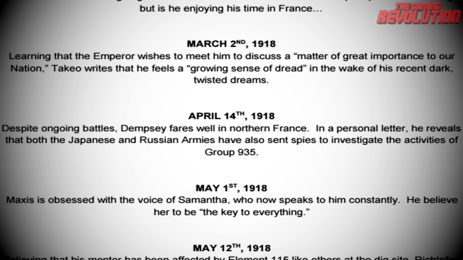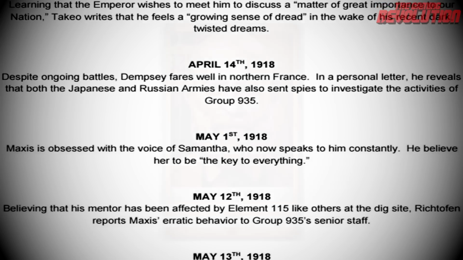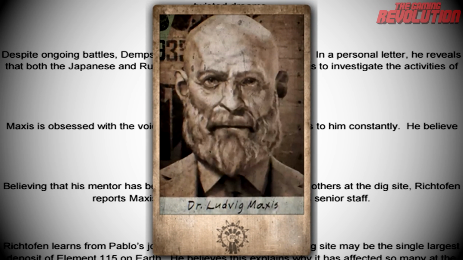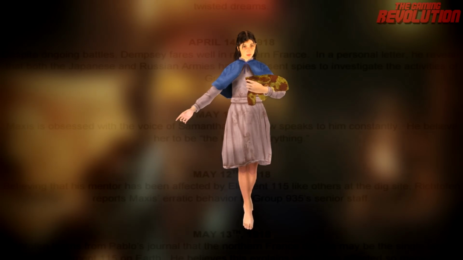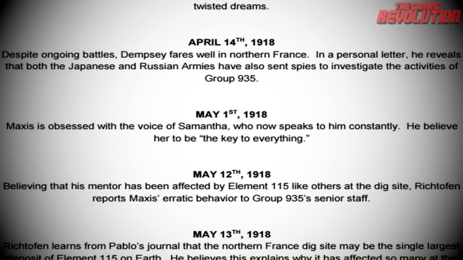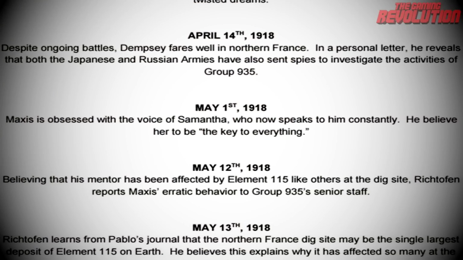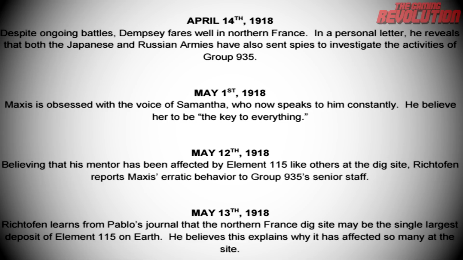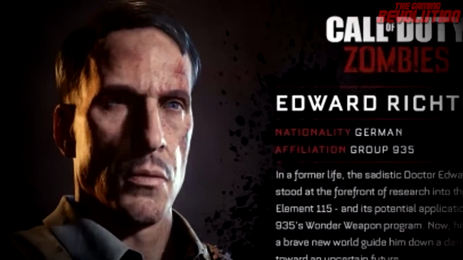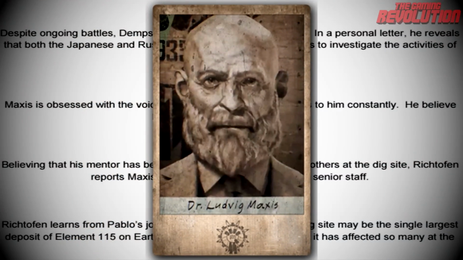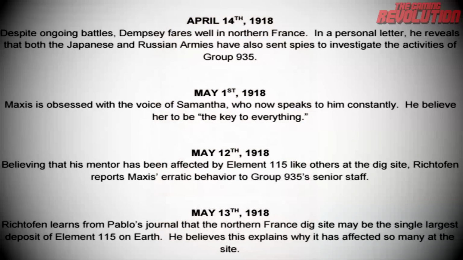activities of Group 935. On May the 1st, 1918, Maxis is obsessed with the voice of Samantha, who now speaks to him constantly. He believes her to be the key to everything. On May the 12th, 1918, believing that his mentor has been affected by Element 115 like others at the dig site, Richtofen reports Maxis' erratic behavior to Group 935 senior staff.